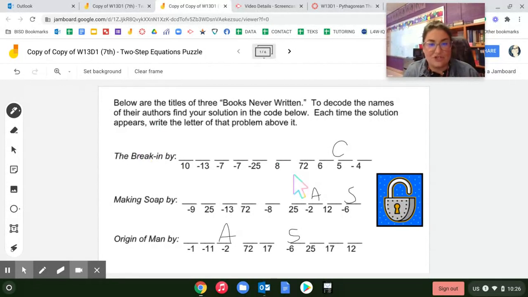So they're kind of jokes when you solve them, kind of dad jokey-ish. They are books never written. Okay, so that's the theme of the puzzle.